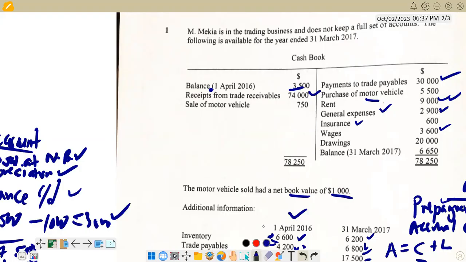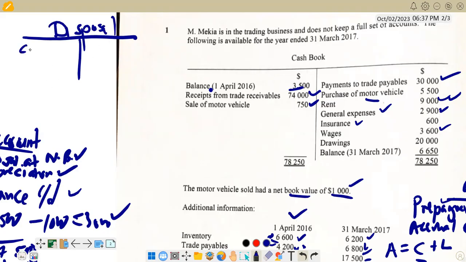what transpired there. It said that we put a profit or loss on disposal. So let's check here. We've got a motor vehicle sold, which had a net book value of 1,000. And the information that we only have is that we've got a net book value of 1,000, and the amount that the motor vehicle was sold for, which is 750. Those are the only information that we have. But if you go and look at what happens in a disposal account, the disposal account will be like this.